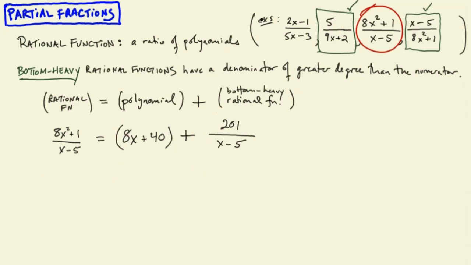It makes life easier because integrating a polynomial is, of course, utterly trivial. And now all we have to worry about is integrating bottom-heavy rational functions, which are simpler. And this justifies my statement earlier that the problem of integrating rational functions in general really just reduces to the problem of integrating bottom-heavy rational functions. So we will start on that particular problem in a moment.